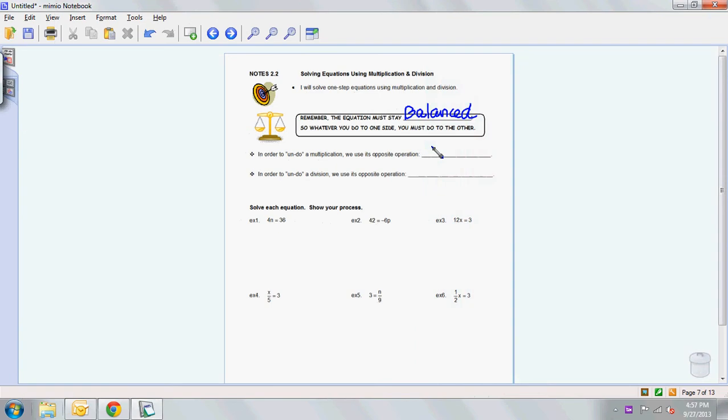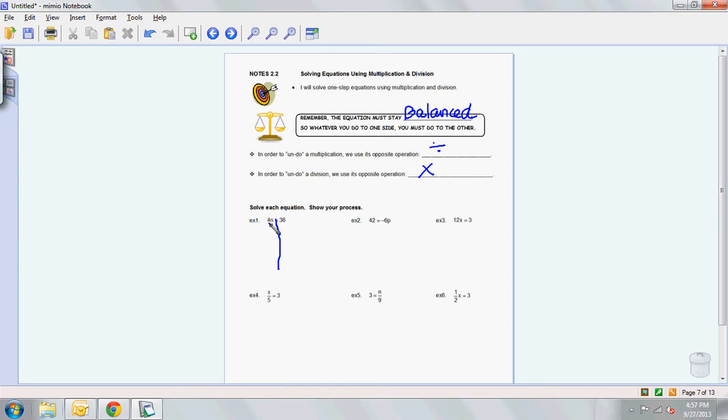So we are going to be undoing multiplication with division, of course. You're just doing the opposite. And you're going to undo division with multiplication. So all you have to remember is to get the variable by itself, you're going to do the opposite on each side. So we're going to start by drawing our line, separate our balanced sides.